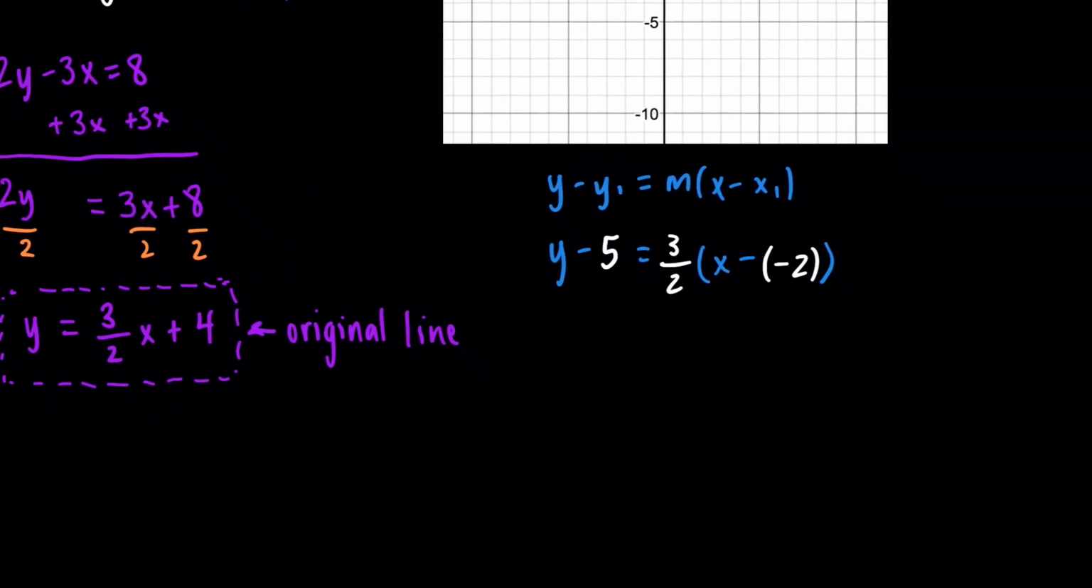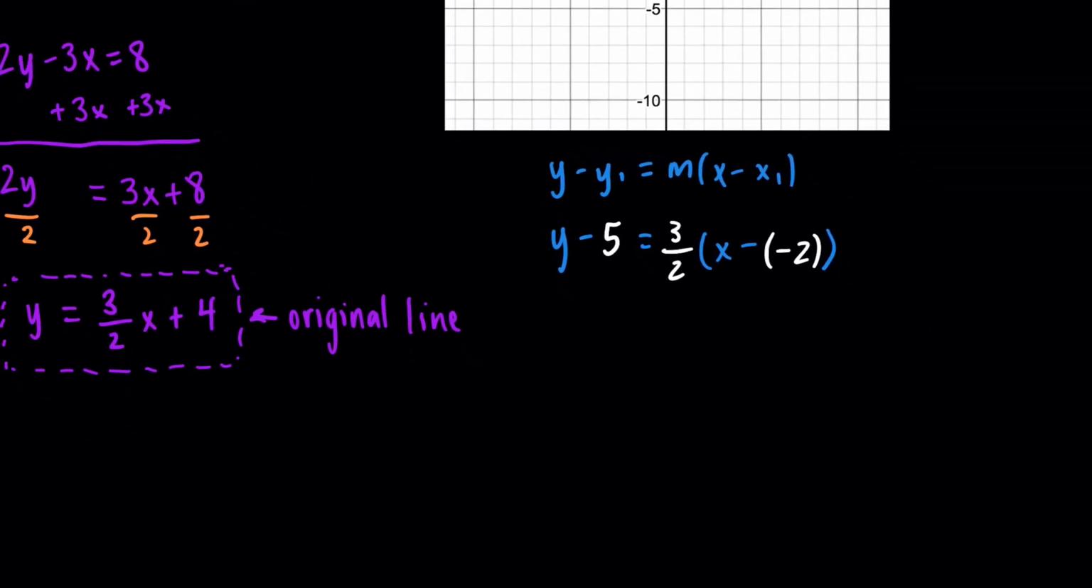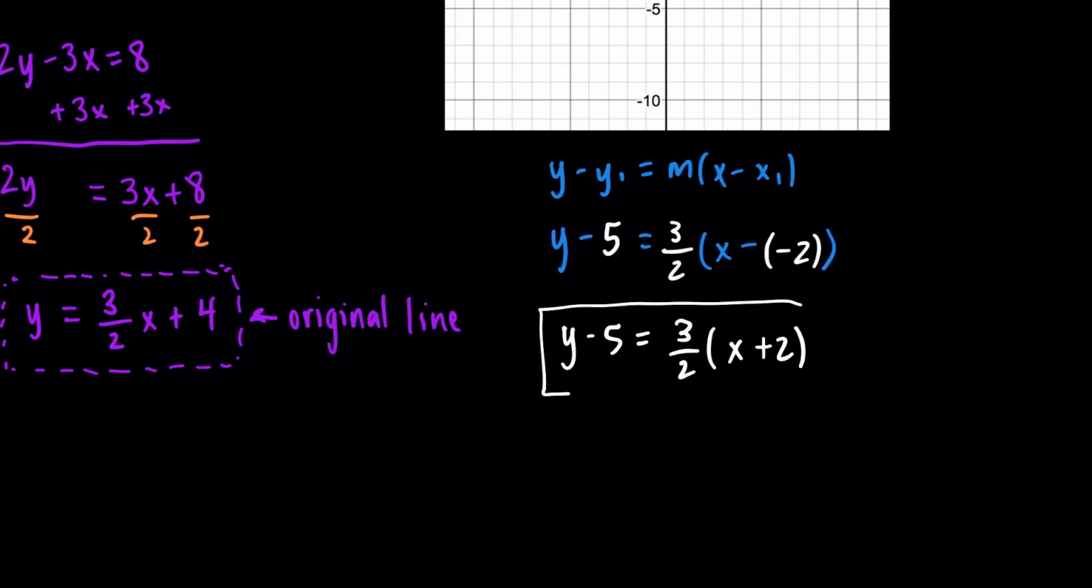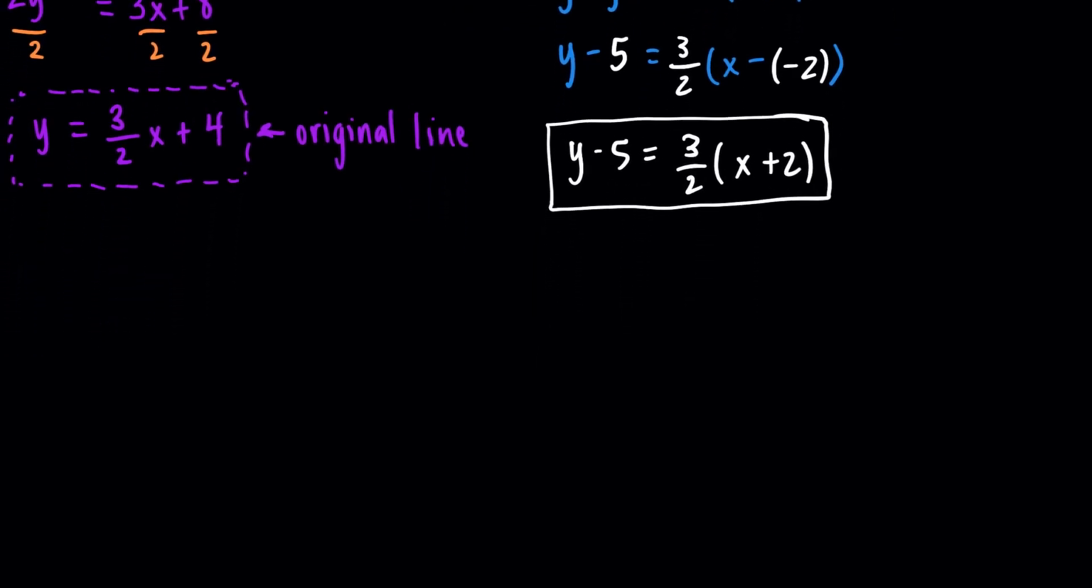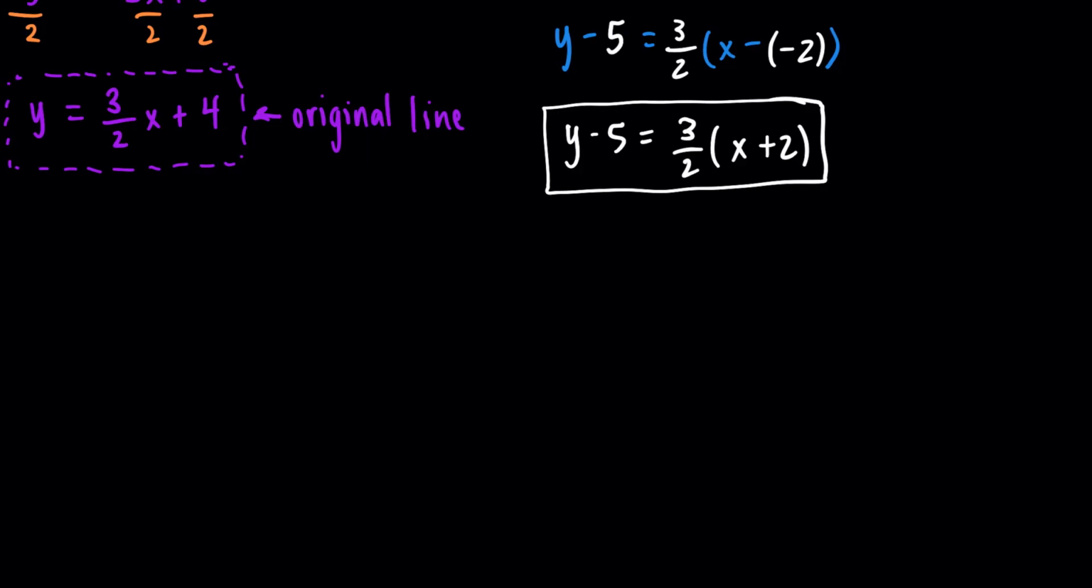I'm going to move this over so I can write a little better here. Okay, so this I would not leave it like this. If you're going to leave it in point slope form, I would write y minus 5 is equal to 3 halves x, and then since it's minus negative 2, I would put plus 2. If you're going to put it in point slope form, I would answer it and leave it like that. That's fine. If you have to put it in slope-intercept form, then we'll solve it out.